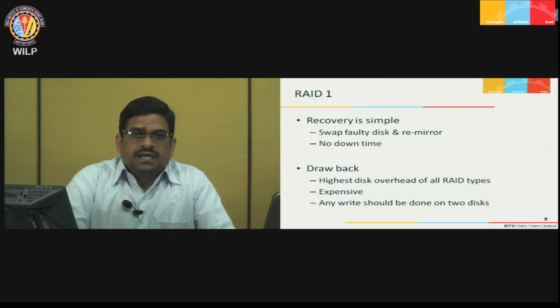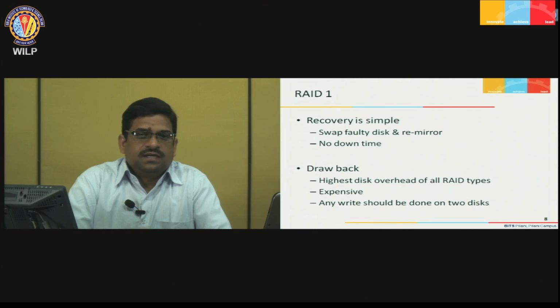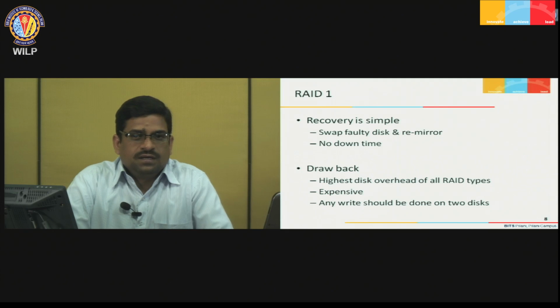So, let us summarize RAID 1. Data recovery, as I said, is simple: you can swap the faulty disk and the remirroring can be done. So, there is no downtime. On the fly, you do not have to shut down your server. Just remove the faulty disk, which can be indicated by some LED, put in the new disk and do the remirroring, and your data is ready.